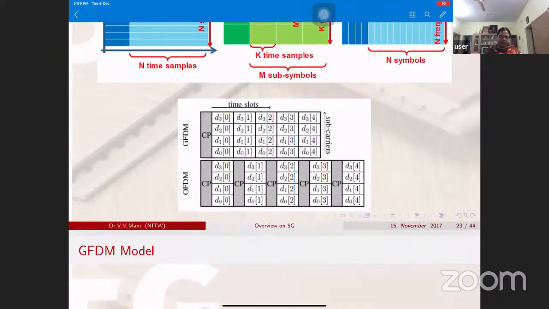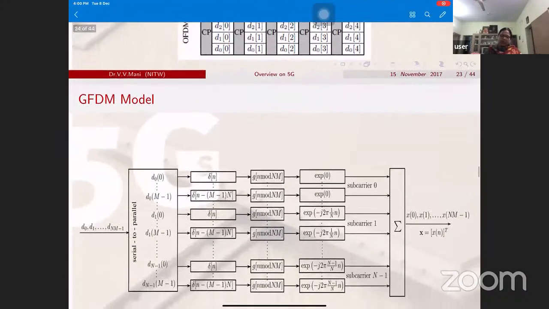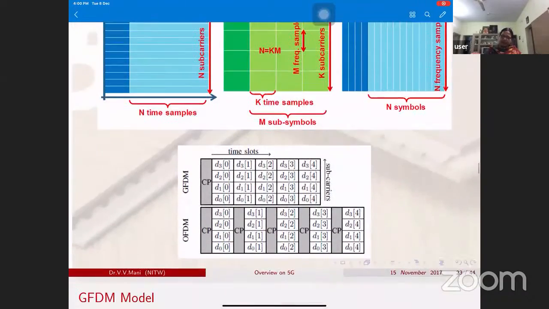Whereas in OFDM, after the FFT block, we add a cyclic prefix as the data comes in. Here, for my entire time slots and for my subcarriers, I add only one cyclic prefix. That means there is a huge saving of bandwidth. Unnecessarily, we are allocating some amount of bandwidth to the cyclic prefix. That is one of the advantages in GFDM. So how is this GFDM executed? Just go through the block diagram.